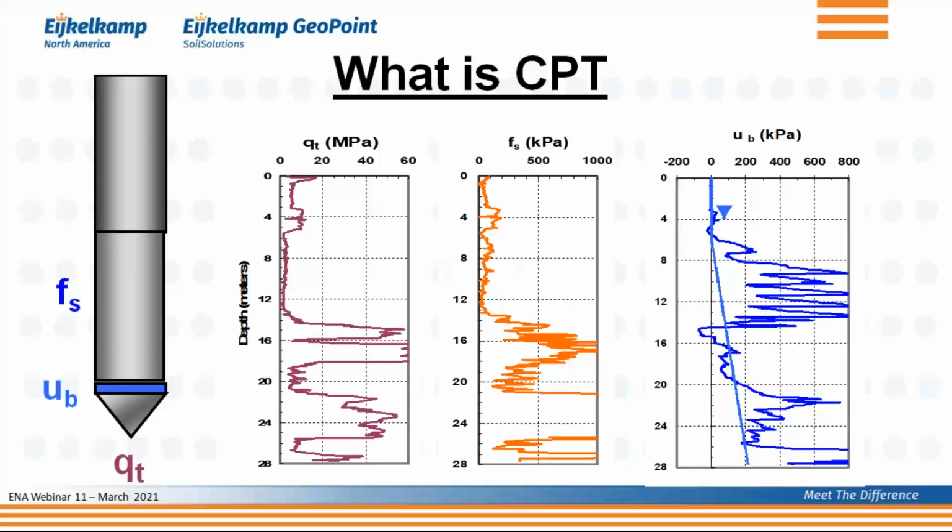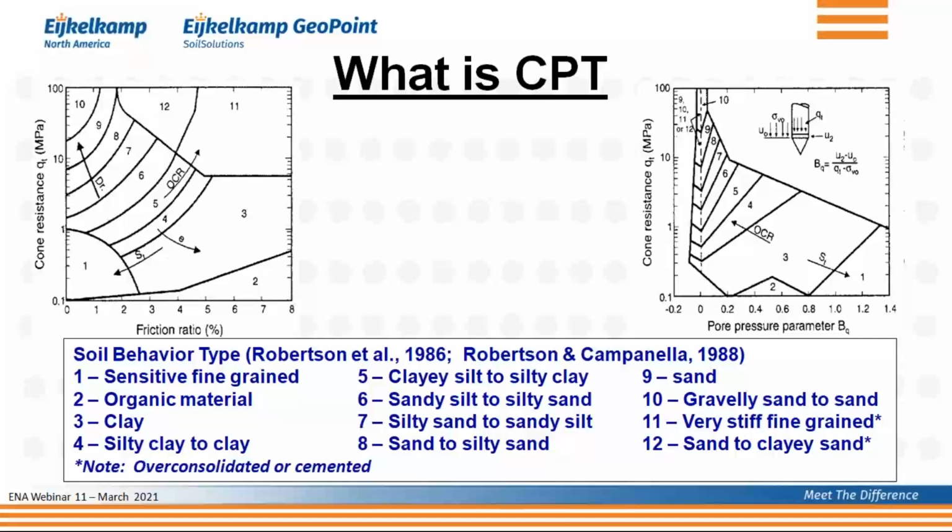parameters, those readings? One of the things that we do is correlate the different readings that you get. What you see here are two charts. On the vertical axis, it's the tip resistance. On the horizontal axis on the left side, it's the friction ratio, which is nothing more than the sleeve friction over the tip resistance as a percentage. And on the right-hand side, we put the pore pressure on the horizontal axis.